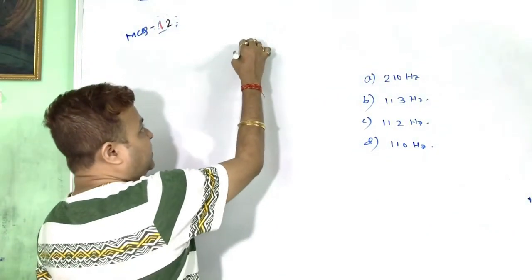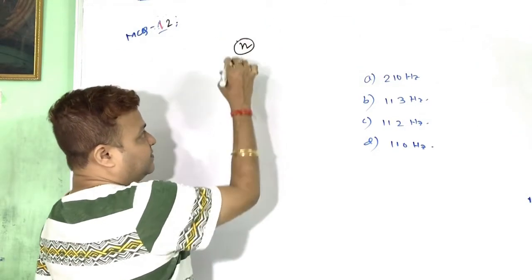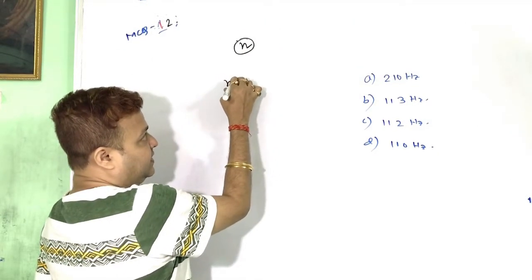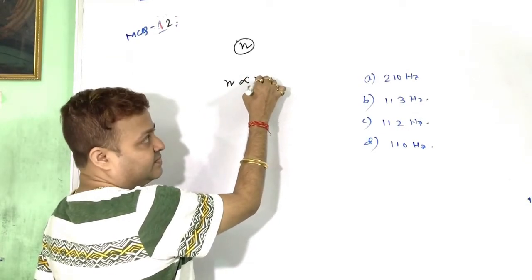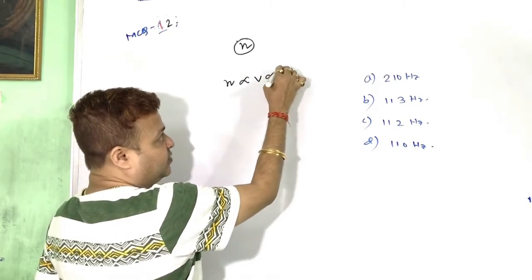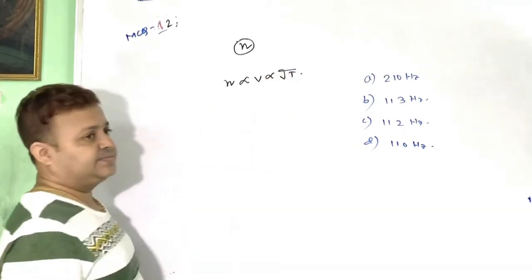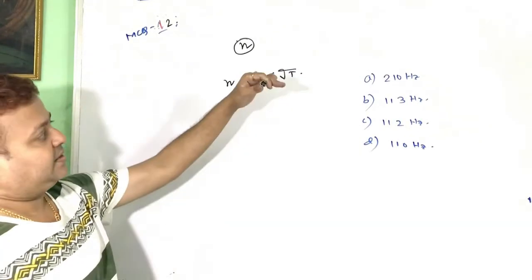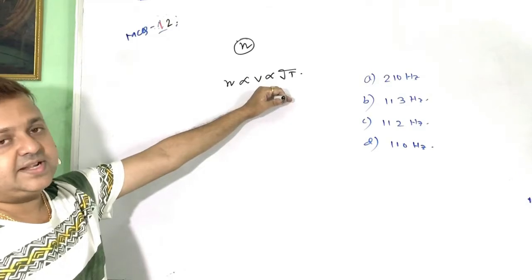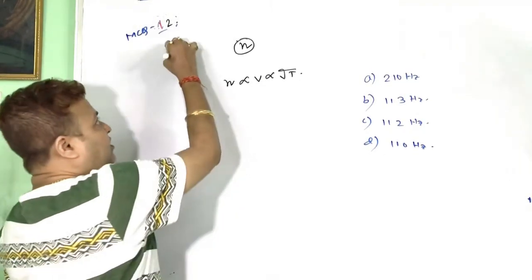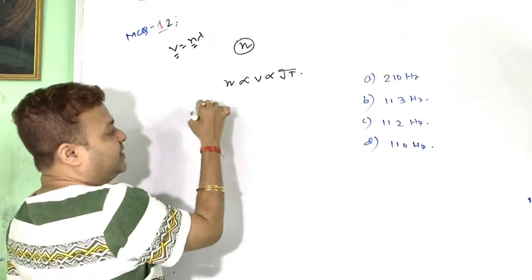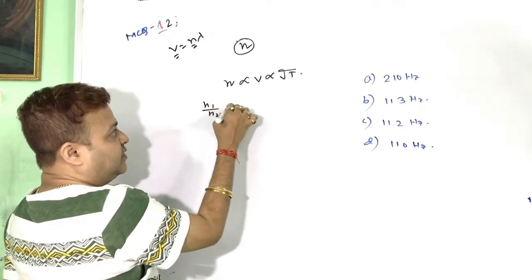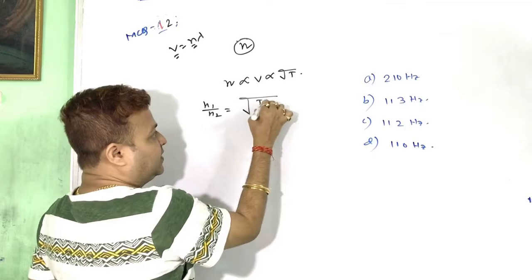Let the frequency of the tuning fork be n. That frequency is directly proportional to the velocity of the sound wave, which is directly proportional to root over of temperature. First part: velocity of the sound wave is directly proportional to root temperature. Since V equals n into lambda, frequency is directly proportional to the velocity of the sound wave. That is, n1 by n2 equals root over of T1 by T2.